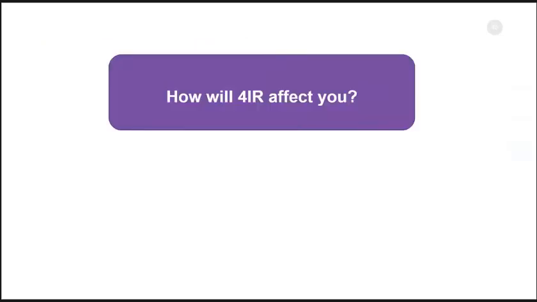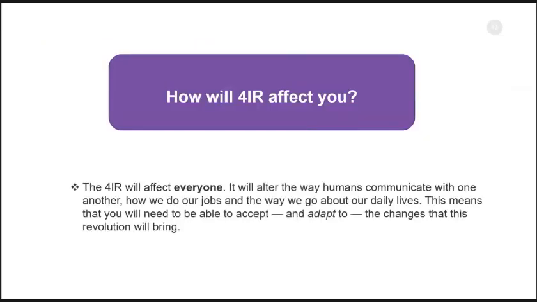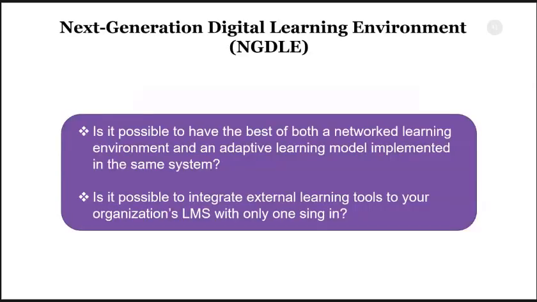So how will the fourth industrial revolution affect you? As we mentioned before, it affects everyone. It affects how we communicate with each other and how we go about our daily lives. This also means that we need to be able to accept and adapt to the change that the revolution will bring. Now let's move to the next generation digital learning environment as the most influential emerging technology in education.